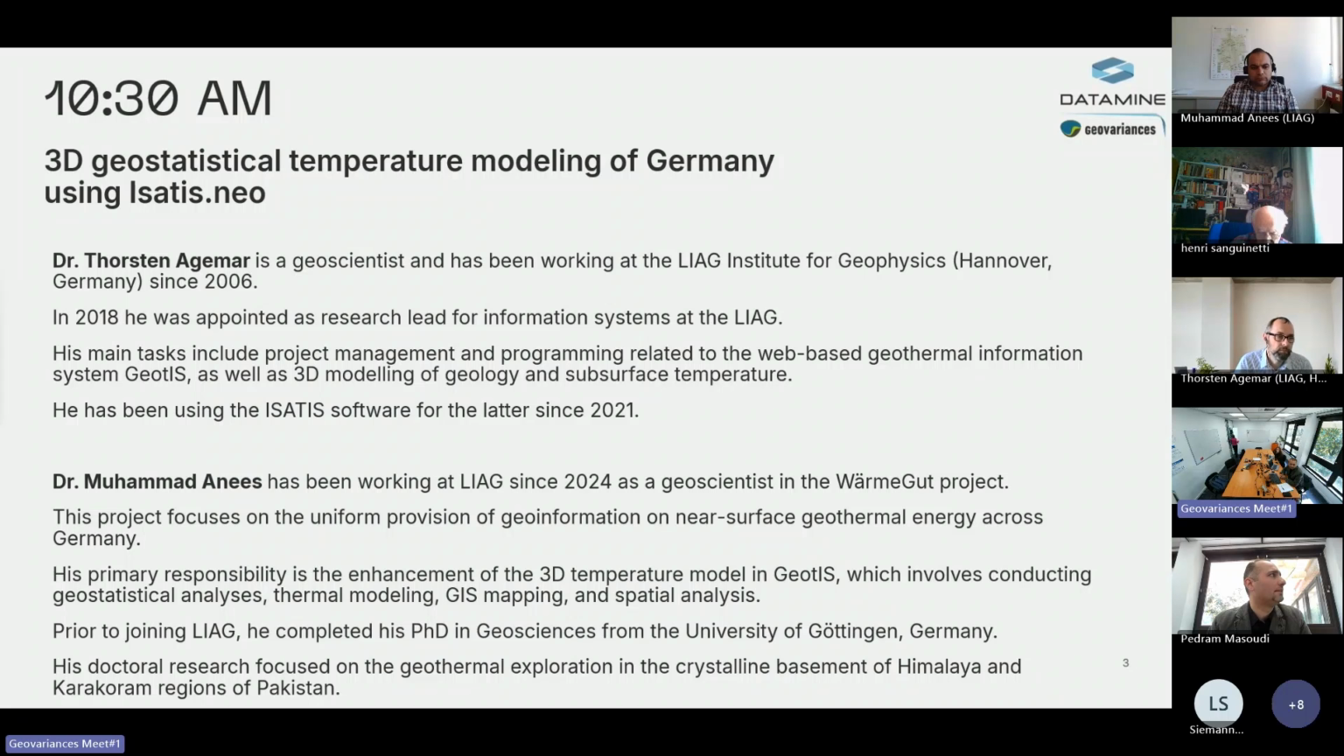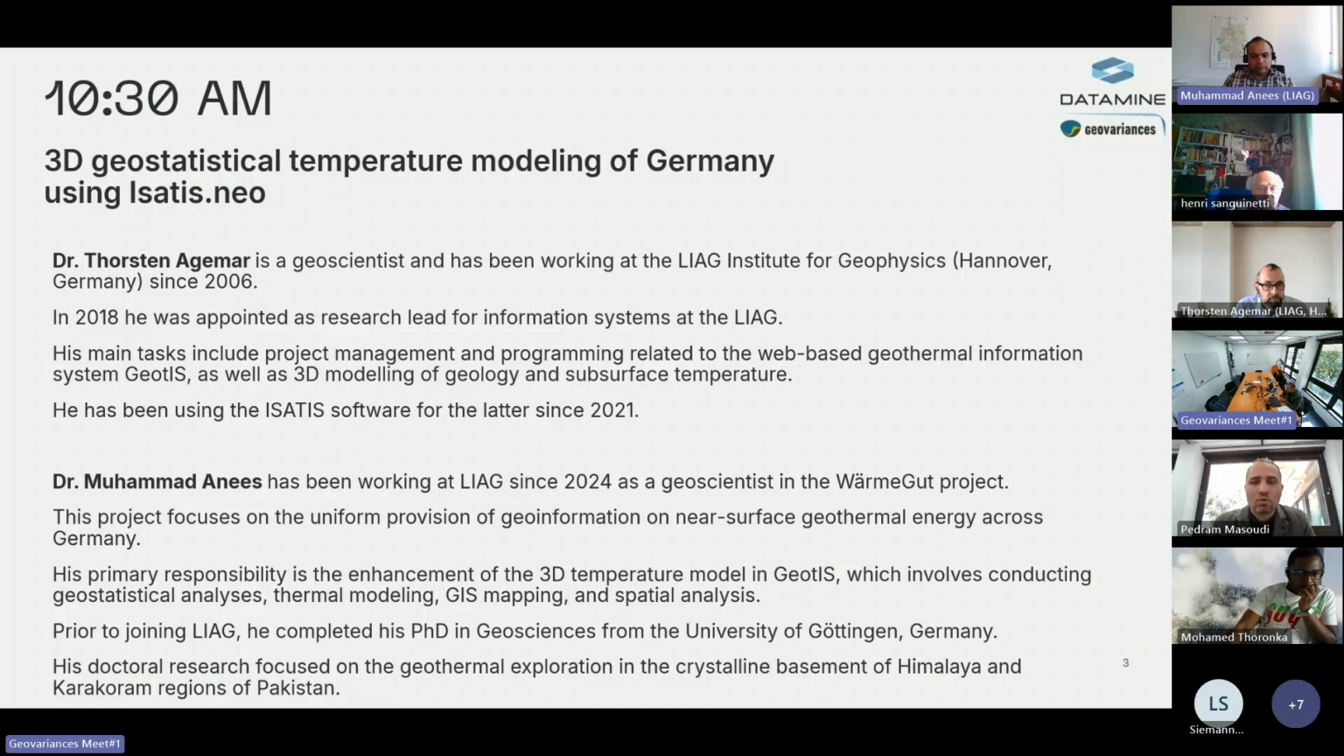Second presenter, Dr. Mohammed Anis, has been working at LIAG since 2024 as a geoscientist in the Warm Good project. This project focuses on the uniform provision of geoinformation on near-surface geothermal energies across Germany. His primary responsibility is the enhancement of the 3D temperature model in GeoTIS, which involves conducting geostatistical analysis, thermal modeling, GIS mapping, and spatial analysis. Prior to joining LIAG, he completed his PhD in geosciences from the University of Göttingen, Germany. His doctoral research focused on the geothermal exploration in the crystalline basement of Himalaya and Karakoram regions of Pakistan.